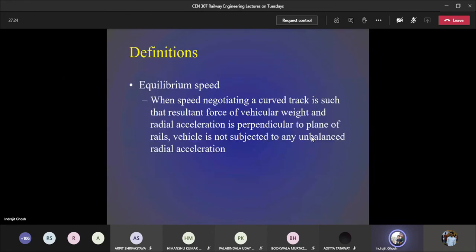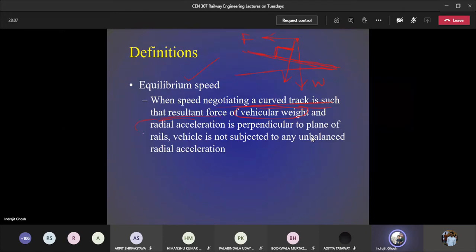So there is one more term which is equilibrium speed. This is nothing but the speed when we achieve the equilibrium super elevation, when we provide equilibrium super elevation. So you can see from the definition that when speed negotiating a curved track is such that the resulting force of vehicular weight... So we had a track like this. So we had CG, we had a W component, we had one F component. The resulting force is going to work perpendicular to the plane of the rail section.